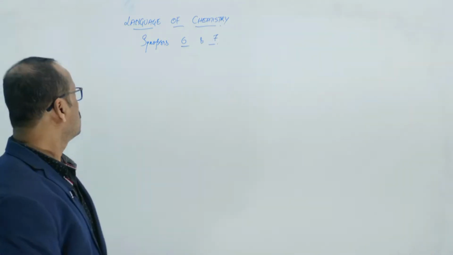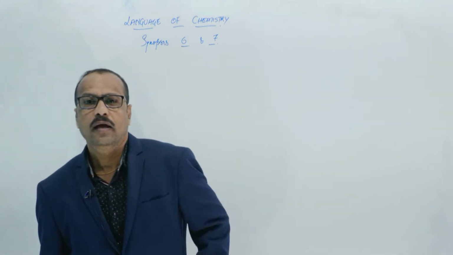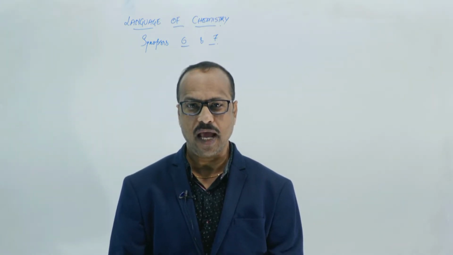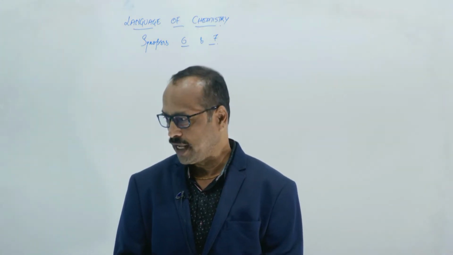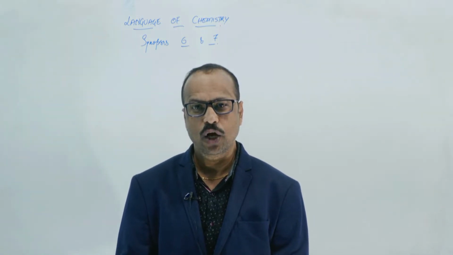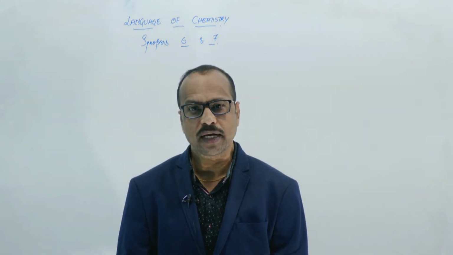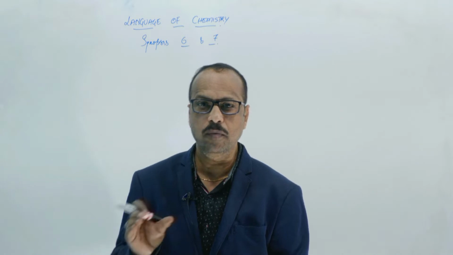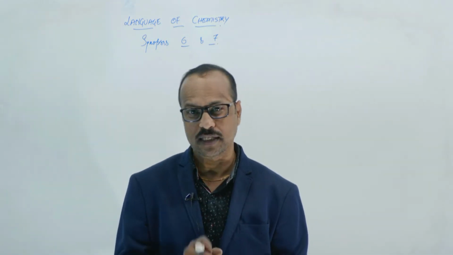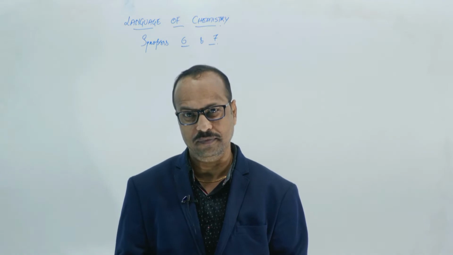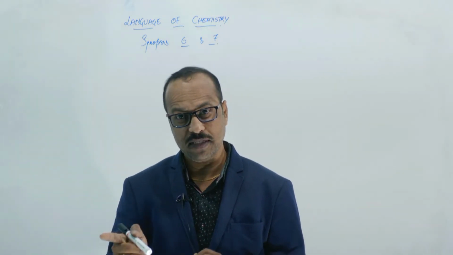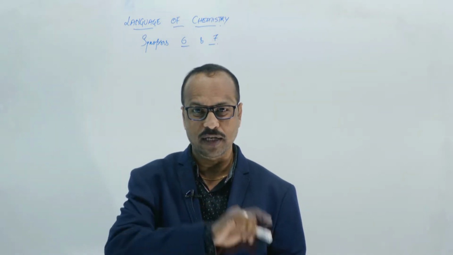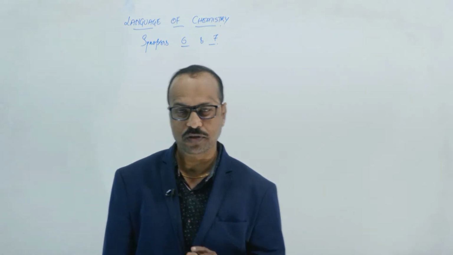So students, in the last class we discussed cations and anions, and today in synopsis 6 we are going to discuss how to write the chemical formula of a compound, and if the formula is given, how to name it. Two things: if the name is given, how to write the formula; if the formula is given, how to write the name. Clear? This is what we are going to discuss today.